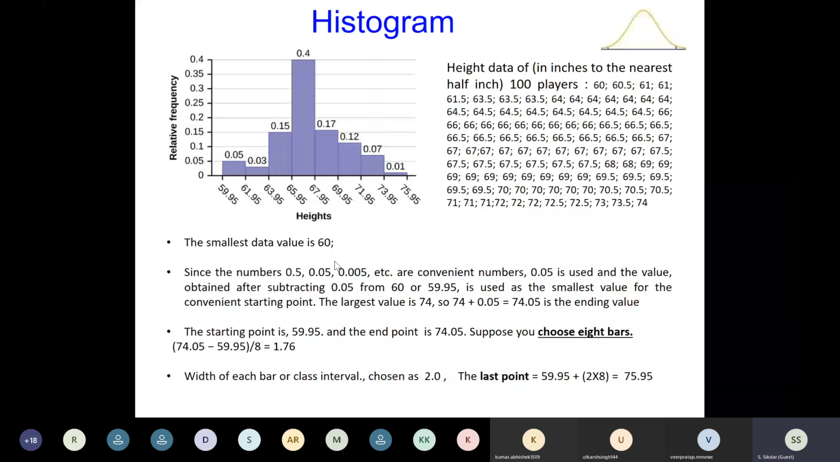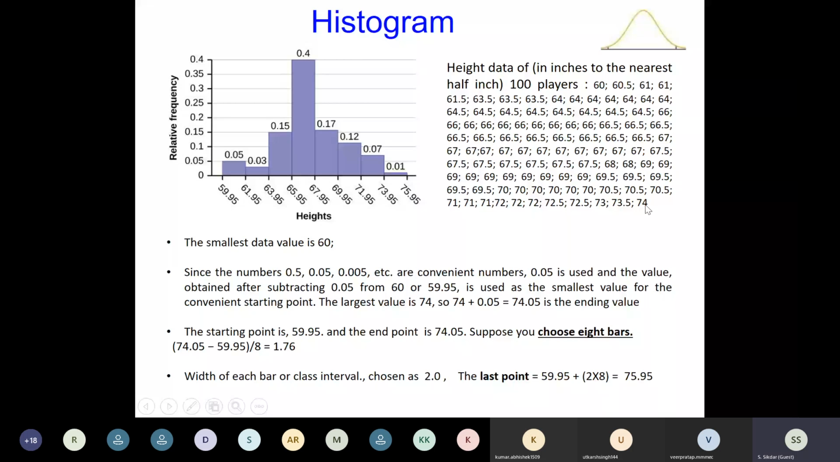You see here it is already plotted. I hope everybody can see this. Basically, it is height data of 100 players, expressed in inches. You can see that somebody is 5 feet, some people are 67.5, a little bit on the higher side, 72, 73, so somebody close to 6 feet or even more than that.